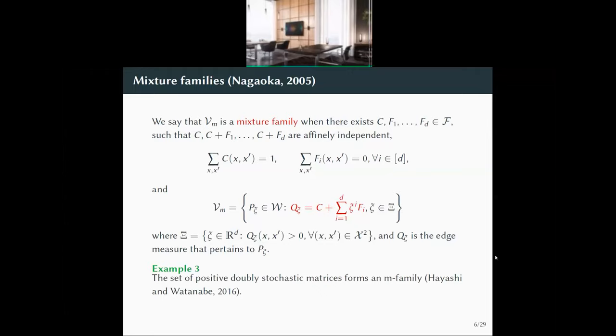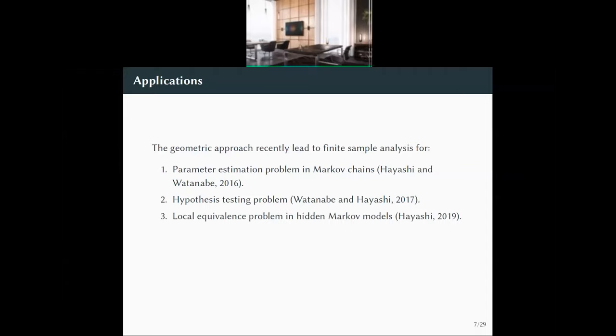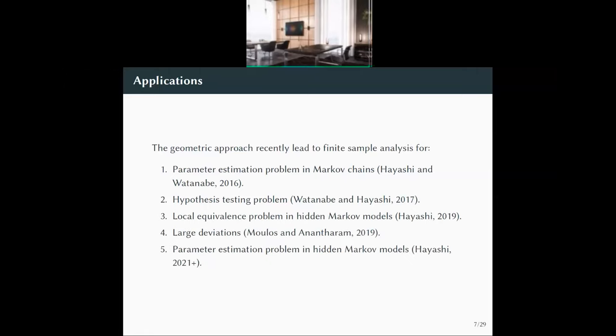As an example for you, the set of positive doubly stochastic matrices forms an M family. This was shown, for example, in 2016. So doubly stochastic matrices are stochastic matrices such that the transpose is also stochastic. There have been a few applications in this geometric approach. I'd like to mention just a few pointers for you. There has been, for example, parameter estimation problem in Markov chains. It has also found uses in hypothesis testing problem, in the local equivalence problem in Markov models, in large deviations, and in the parameter estimation problem for HMMs.